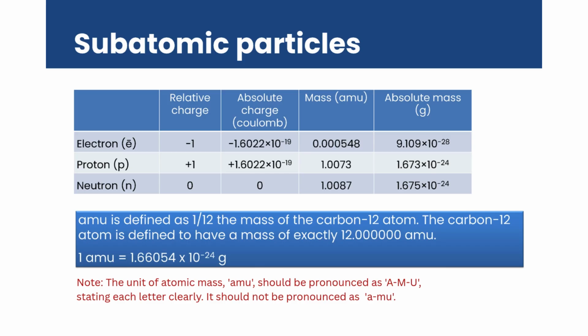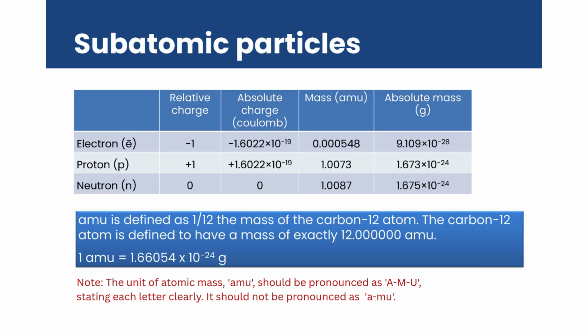Vanishingly light. Okay, then the proton, symbol p. Proton, relative charge +1, so equal and opposite to the electron's charge, same absolute charge magnitude, just positive. And its mass, 1.0073 AMU. Okay, so way heavier than the electron. Much, much heavier, roughly 1,800 times heavier, actually. Its absolute mass is 1.673 times 10 to the -24 grams.